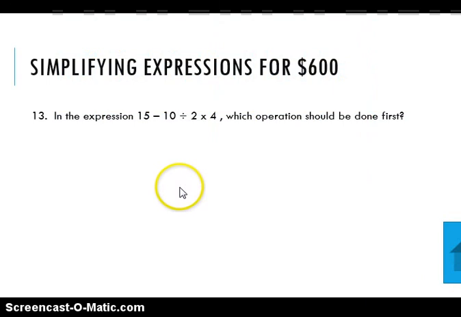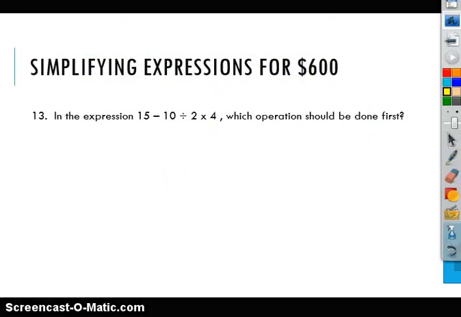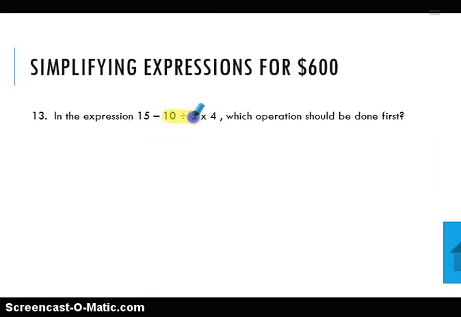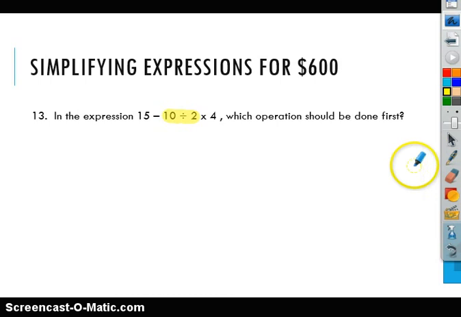In the expression 15 minus 10 divided by 2 times 4, which operation should be done first? We work from left to right. Division, 10 divided by 2 comes before the multiply on this one.